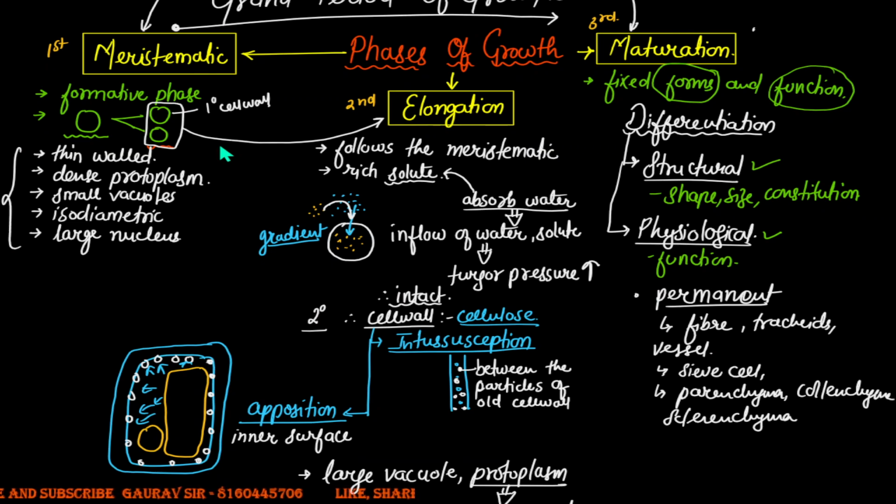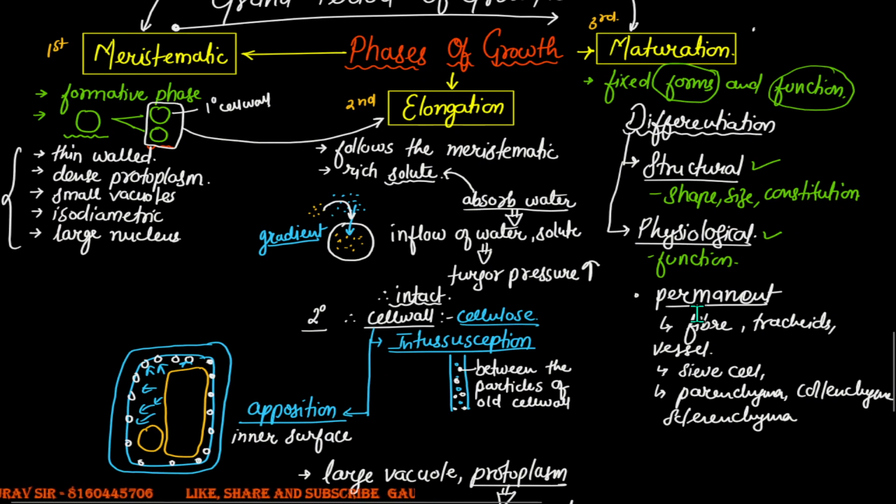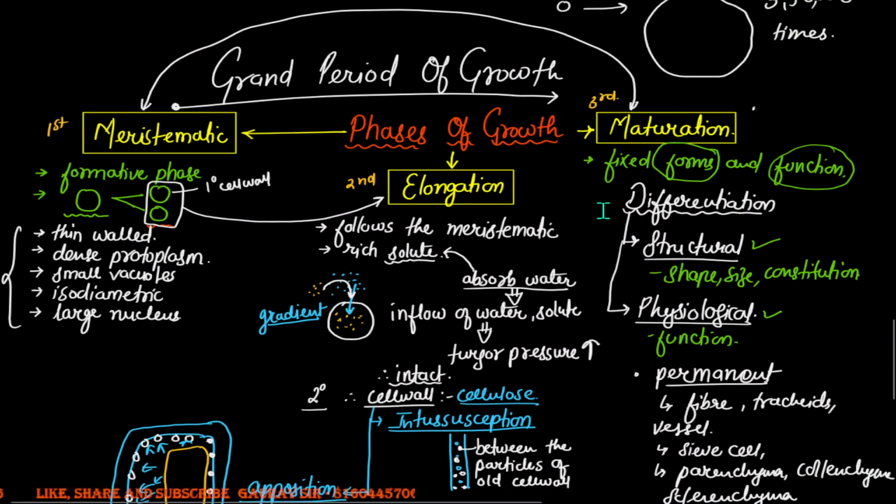Then we pushed these newly formed cells, which were formed by the meristems, into the elongation phase, whereby they developed a lot of morphological differences and took solutes and water from the external environment into them. We also subjected these cells of the elongation phase to the maturation phase, whereby they took up a fixed form, shape and function. The fixed form was referred to as structural differentiation. The taking up of fixed function was referred to as physiological differentiation, right? Lastly, the length of time that a cell spends from the meristematic phase to the maturation phase was called the grand period of growth.